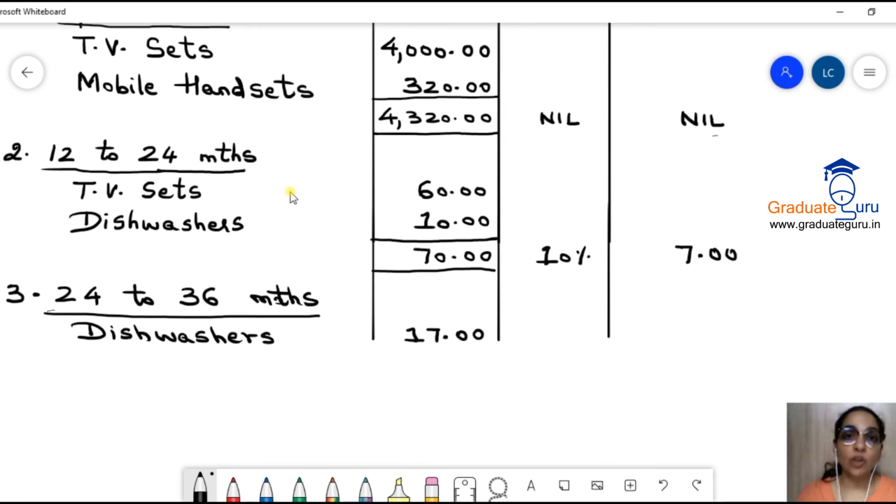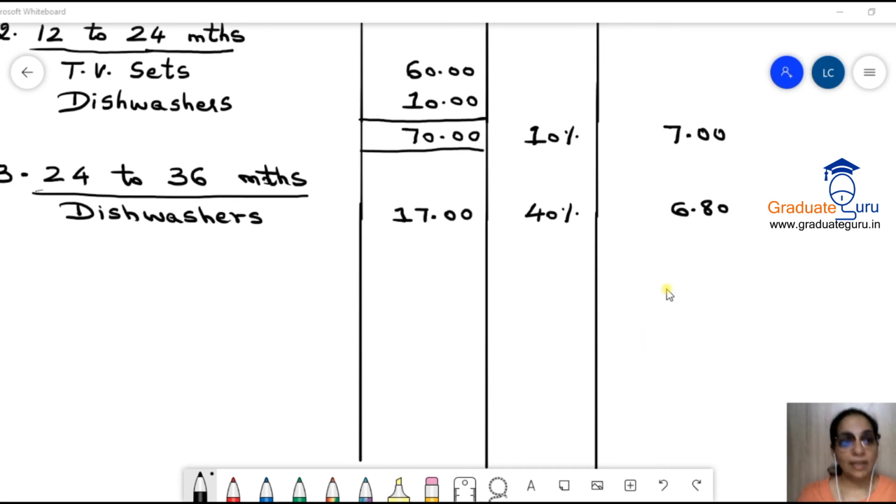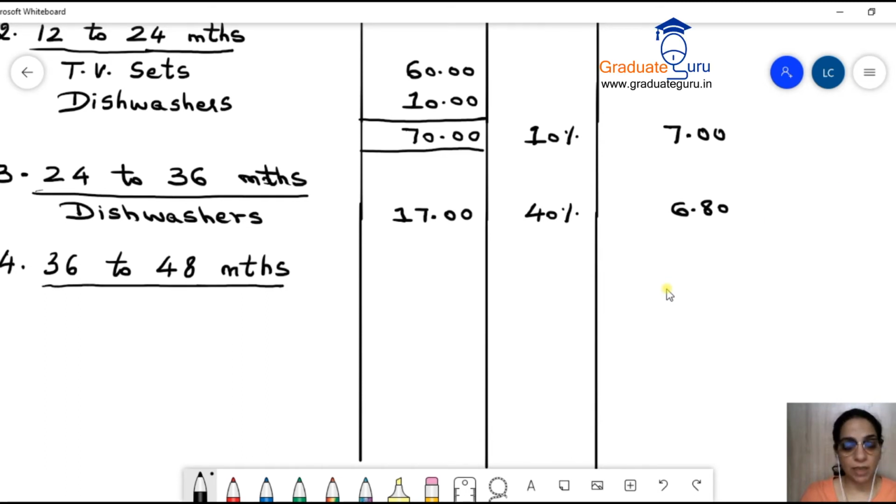Now, what is the rate for 24 to 36 months? The rate is 40% for 24 to 36 months. So, we'll take that rate and let's calculate 40% of 17, which is 6.80 lakhs. I'll just extend my line. Now let's write the next category, category 4, which will be 36 to 48 months. And there our rate is even higher, 70% provision है.